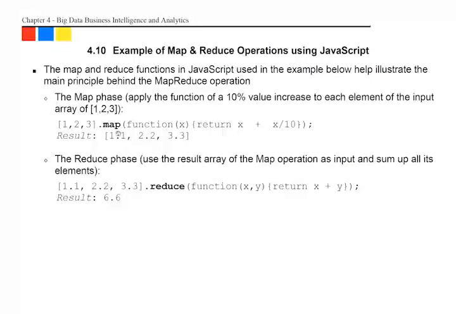Here's an example of a map function. What this map function is doing is taking its input and multiplying it by 1.1. It's returning x plus x over 10. And the input is this collection, 1, 2, 3. So the map is producing an output of 1.1, 2.2, and 3.3.